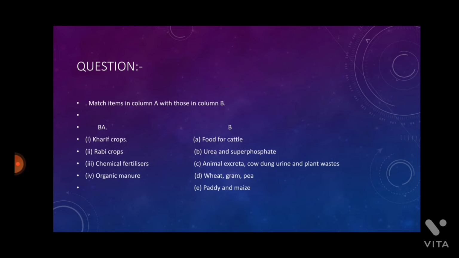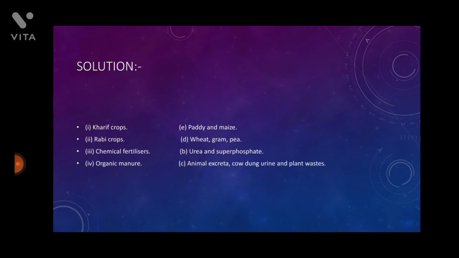Next is match the following. You can see this question and answer is Kharif crop, paddy and maize. Rabi crops, wheat, gram and pea. Chemical fertilizer, urea and superphosphate. Organic manure, animal excreta, cow dung, urine and plant waste.